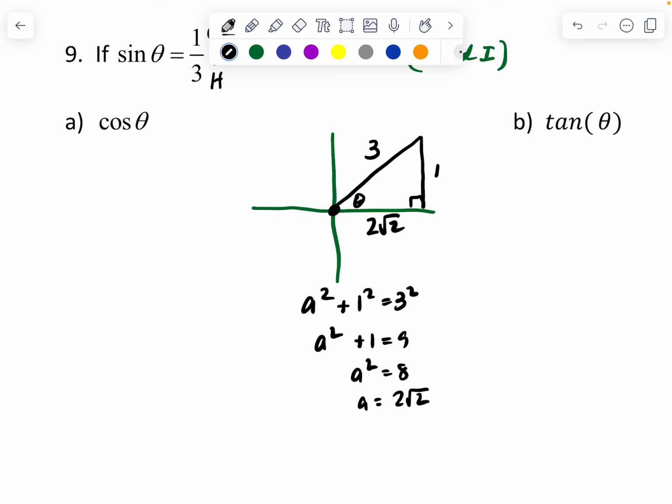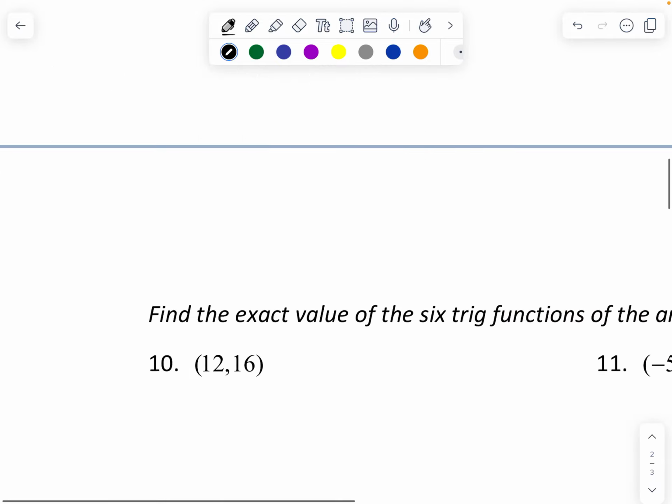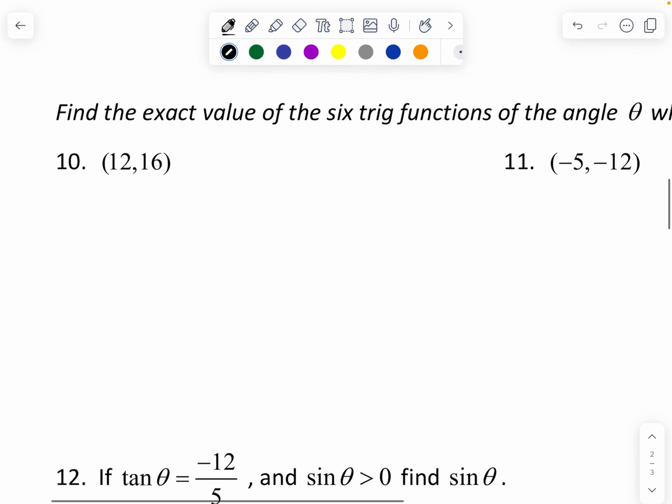Okay, now how do I find the cosine of theta? Remember, cosine is adjacent over hypotenuse. So the adjacent side here is the 2 rad 2, the hypotenuse is the 3. So this is going to be 2 rad 2 over 3. And B, tangent of theta, tangent is opposite over adjacent. So maybe a different color here. The opposite side is 1, the adjacent side is 2 rad 2. So you're going to have 1 over 2 rad 2. And you guys, for these, I don't care if you rationalize, so you can leave it like that. Okay? All right. Next one, find the exact value of the 6 trig functions.